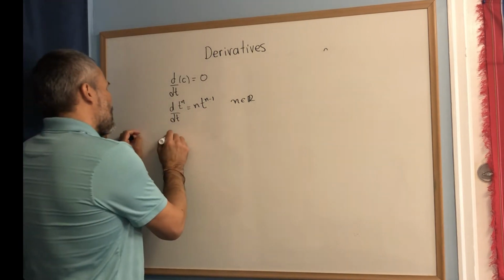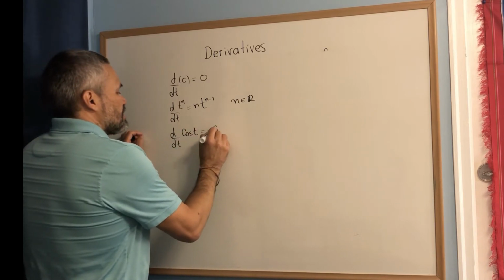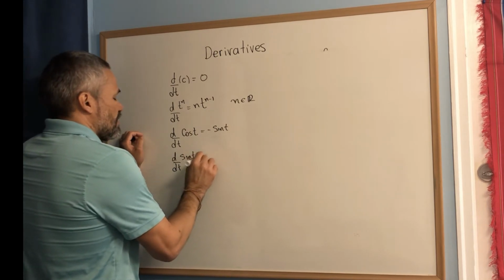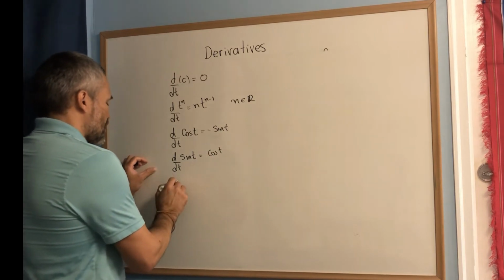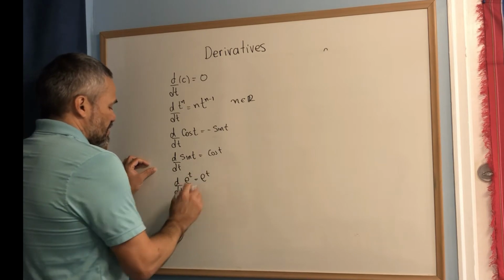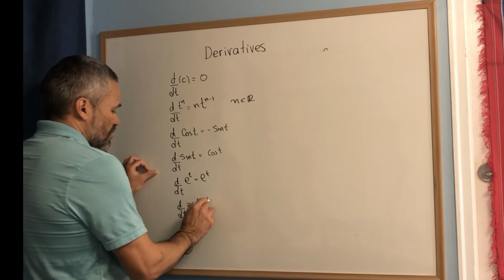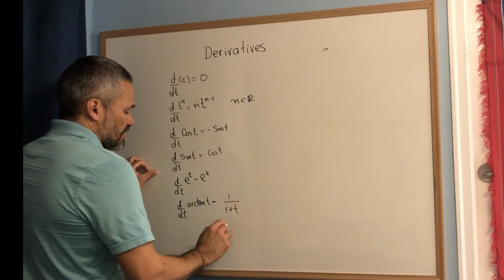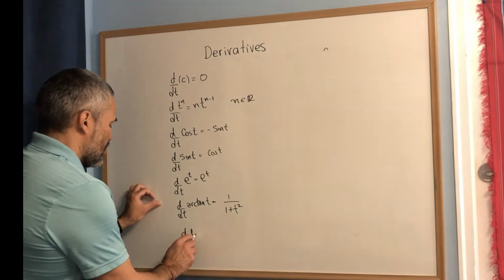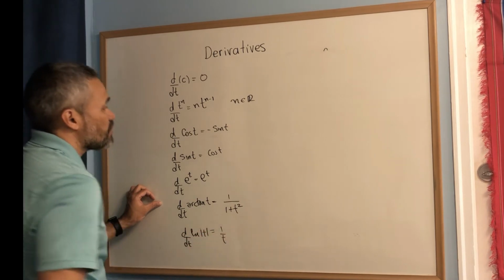Then we have another property, the derivative of cosine of t is negative sine of t. The derivative with respect to t of sine of t is cosine of t. The derivative with respect to t of e to the t is e to the t. The derivative with respect to t of arctangent of t is 1 over 1 plus t squared. And the derivative with respect to t of natural log of absolute value of t is 1 over t.